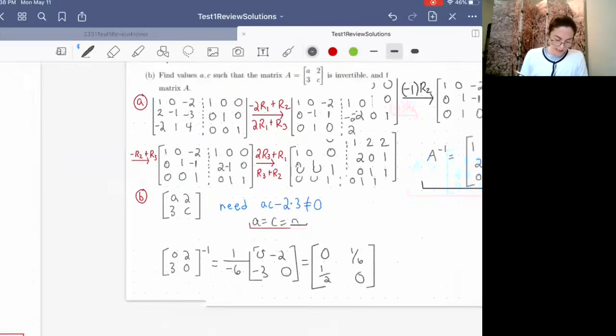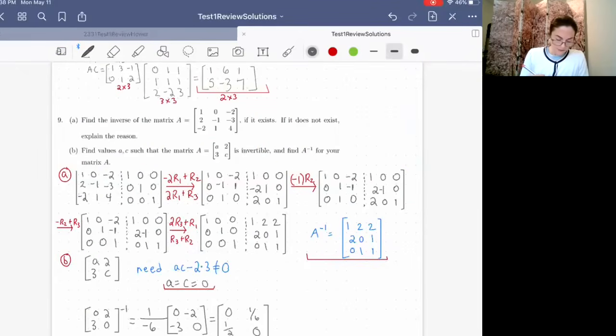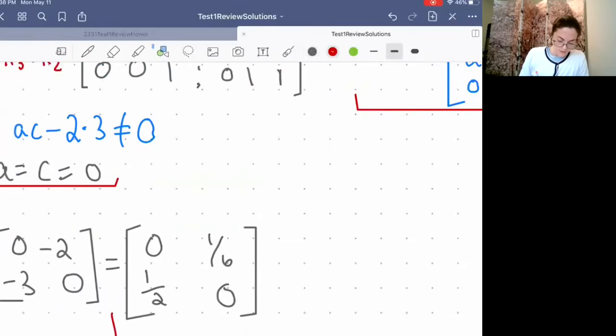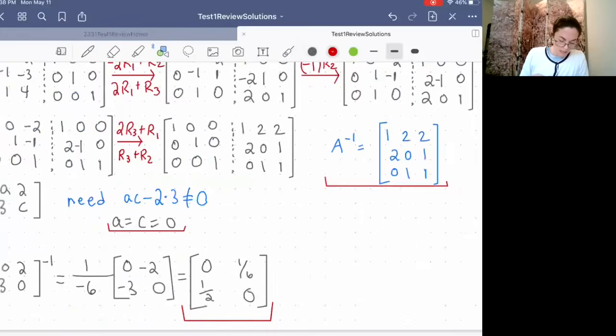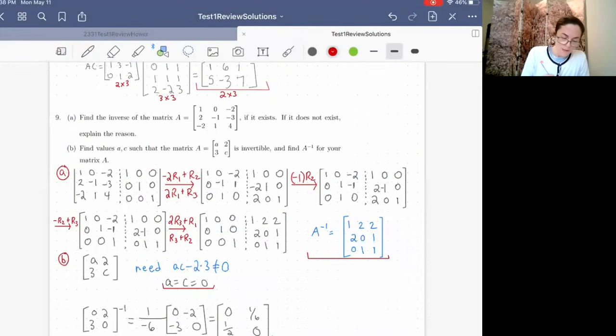And if you'd like, maybe I will, because I have space. So first of all, let me box my answer here. But then let me draw a little box over here. You can check. We should get that A times this matrix is the identity. And similarly, this matrix times A is the identity.